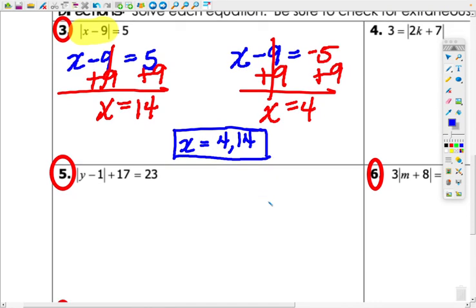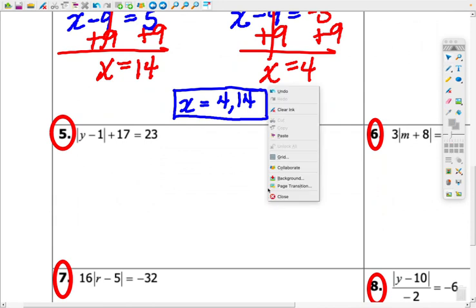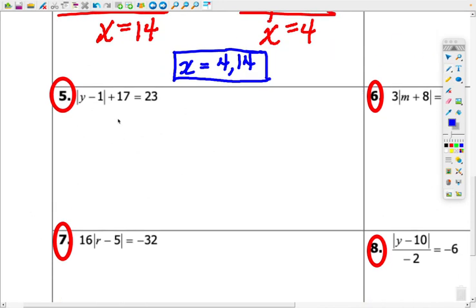All right, let's look at number 5. Number 5 has not been isolated. So for this problem, you've got to first get the 17 over here. To do that, think about solving an equation. All we would have to do is subtract it, so I write minus 17. Now my bars are isolated. I have y minus 1, and then on this side it's going to be equal to 16.